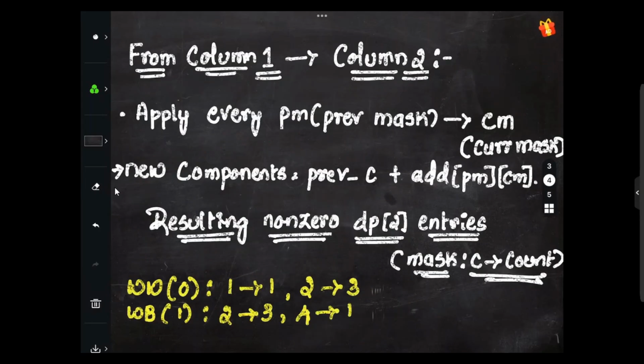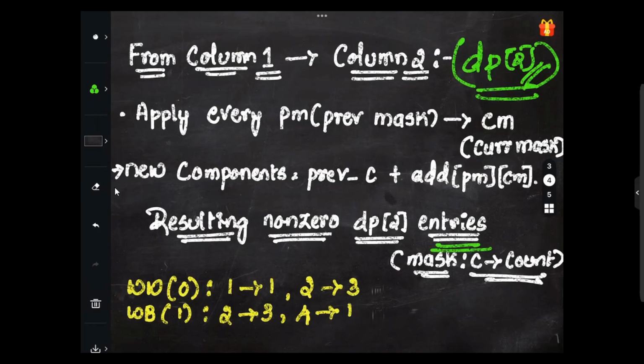Now we are considering this one from column 1 to column 2. Here in this case, we have to compute DP of 2, right? So we are computing the DP of 2 here. We have to apply every previous mask here, meaning this PM is nothing but the previous mask to the current mask. We have to apply every previous mask to the current mask, then the new components becomes previous of C plus add of previous mask and current mask, right? So this will result in non-zero DP of 2 entries.